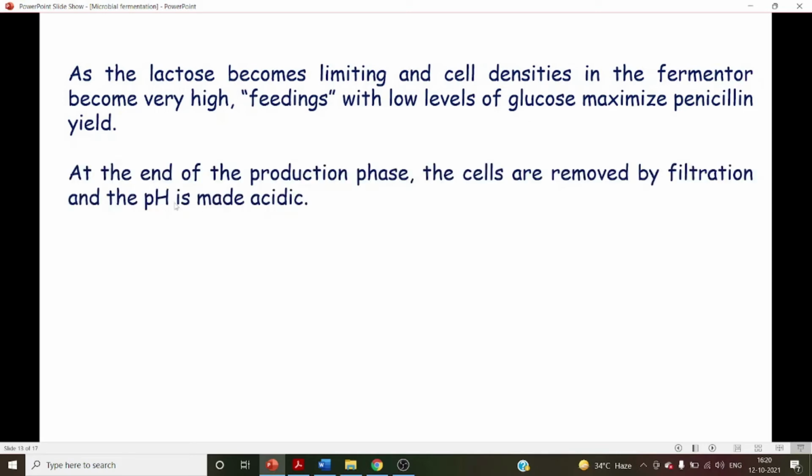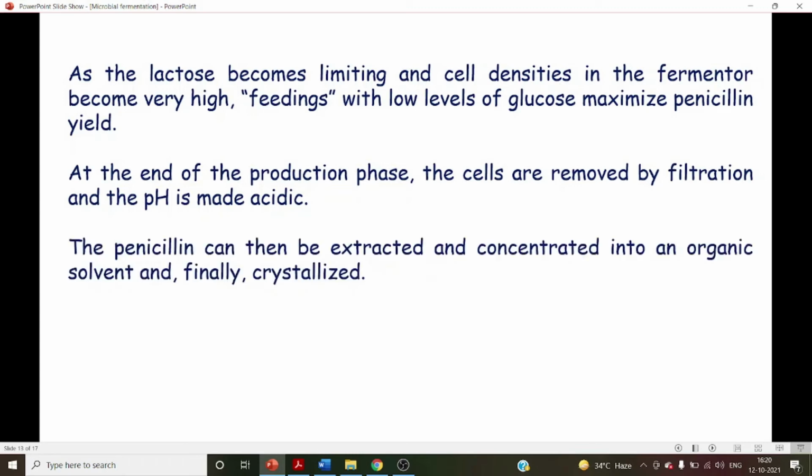So at the end of the production phase, cells are removed by filtration and the pH is made acidic so that no more penicillin is produced. Then penicillin can be extracted and concentrated into an organic solvent and finally crystallized. Now let us have a look at the production process of the penicillin.